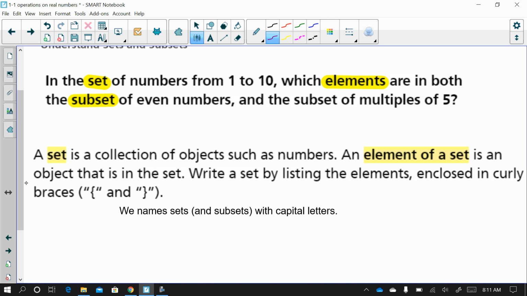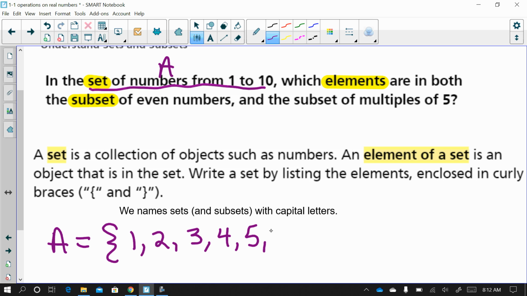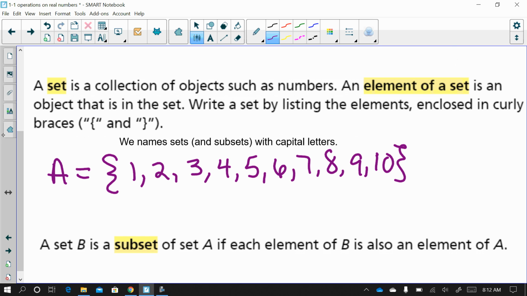So let's start with the set of numbers from 1 to 10. I'm going to call that A. So A equals, and you just list all of the elements: 1, 2, 3, 4, 5, 6, 7, 8, 9, 10. And there are my curly braces. Then a set B is a subset of set A if each element of B is also an element of A. A subset of A could be just the numbers 1 and 2. It's got to be part of that set.